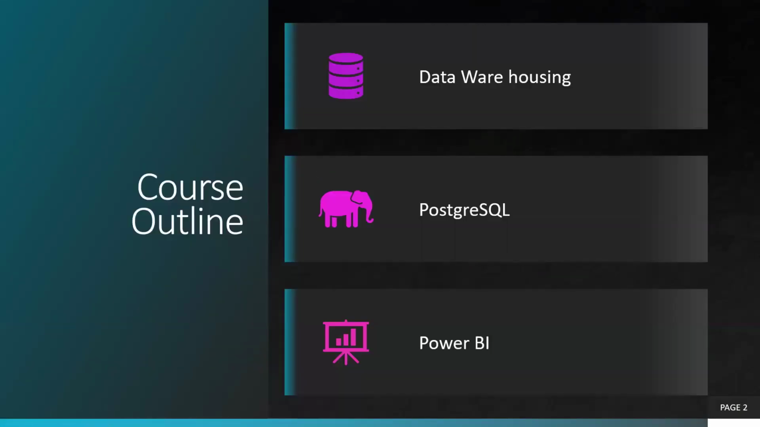So the things we are going to cover are data warehousing, PostgreSQL, and Power BI. Now, in our colleges we would have a major subject and minor subjects. I'm just giving a comparison. In our course, data warehousing and PostgreSQL are the minor subjects and they are going to be the foundational things. And Power BI is our main tool, right?